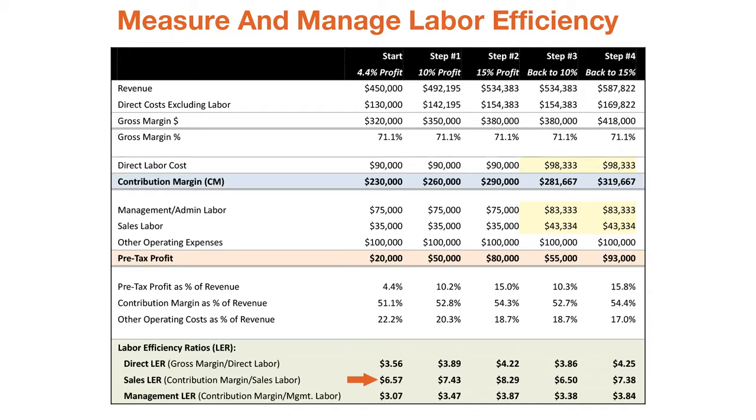Starts at 657, it goes to 743 at 10%, peaks at 829, drops back to 650. Now, when we get back to 15%, notice that they're at 7.38 instead of 8.29. And so we're spending ahead a little bit on sales labor.